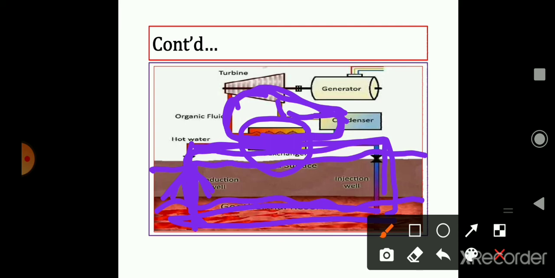Whenever the cool water enters the heat exchanger chamber, because of the hot water coming from the ground, the heat exchanger exchanges their temperature. Now the cool water is converted into hot water, and the hot water is converted into steam. The steam is sent towards the turbine blades, then the turbine starts rotating. Whenever the turbine is coupled to the generator, it generates electrical energy.